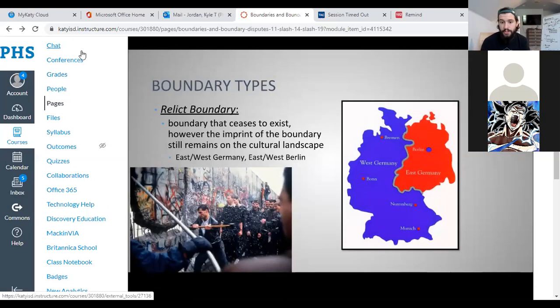Another relic boundary that we should talk about specifically for America is the Mason-Dixon line, which I'm going to show you a little bit. It was the line between the North and the South during the Civil War. That line is still there in cultural imprints today, in politics, racial politics. We can see it in accents and things like that, and history. How people interpret history is very different between the North and the South, and it's still there today.